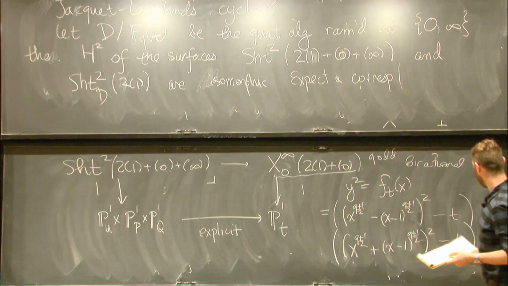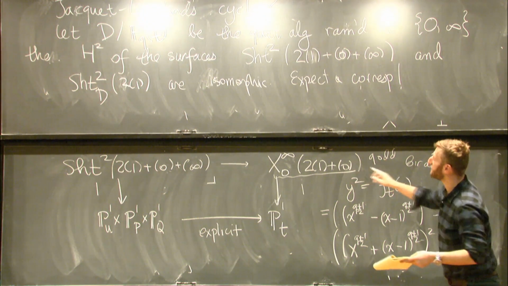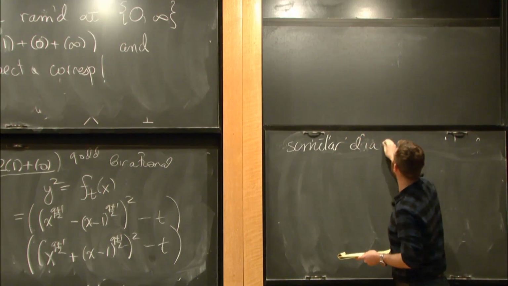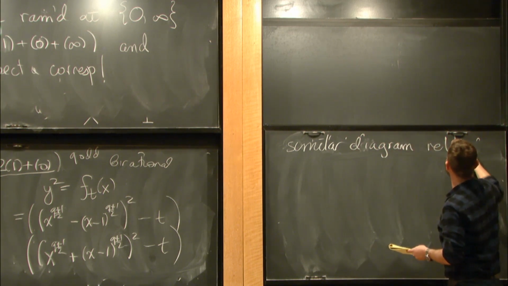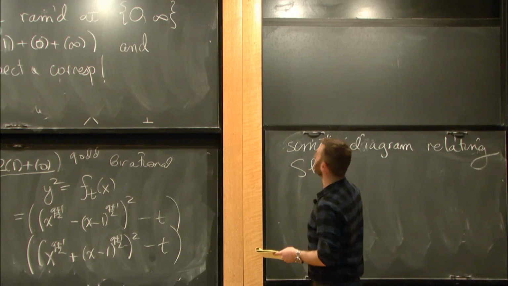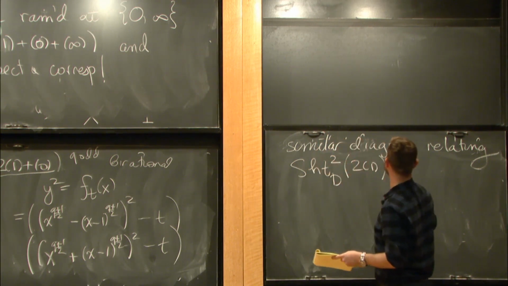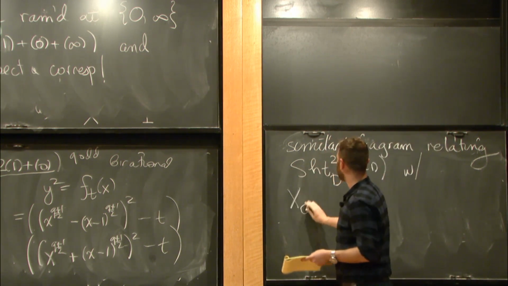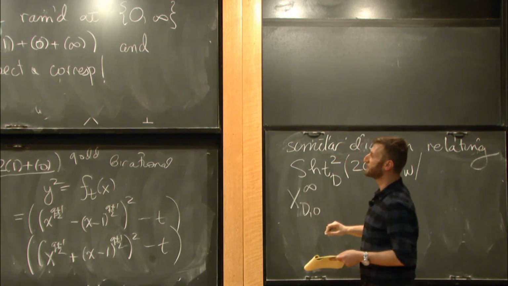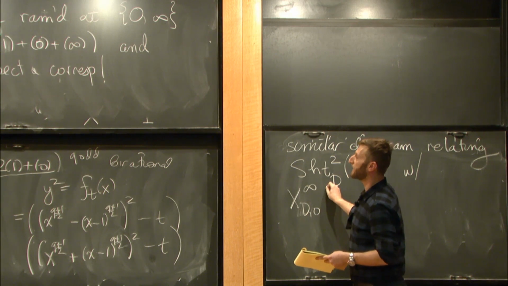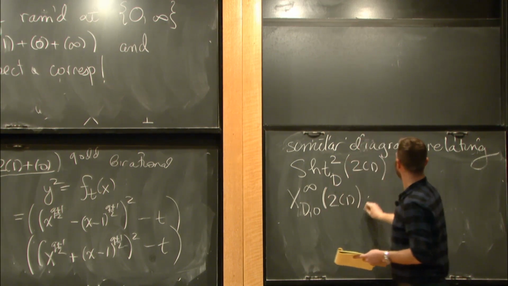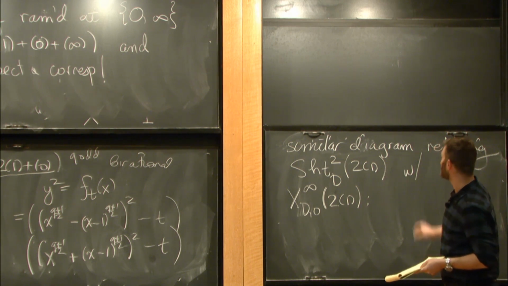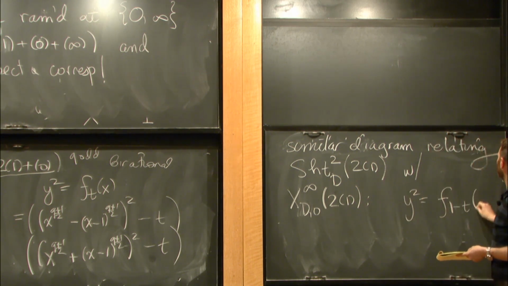When it concerns the Jacquet-Langlands correspondence, there's a similar diagram for the other one, for the one with quaternions. So there's a similar diagram relating SHT_D to 1 with another curve, X naught. Oh, where do I put the D? I don't know. D here? Still infinity. Yeah, that's fine. Yeah, so now this is just going to be 2, 1. And this is, again, a hyperelliptic curve. It's y squared equals f_(1 minus t) of x.